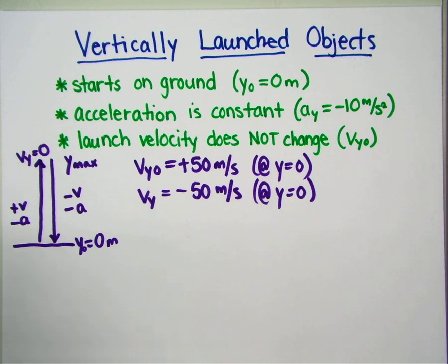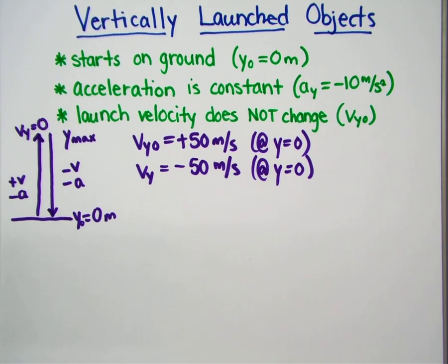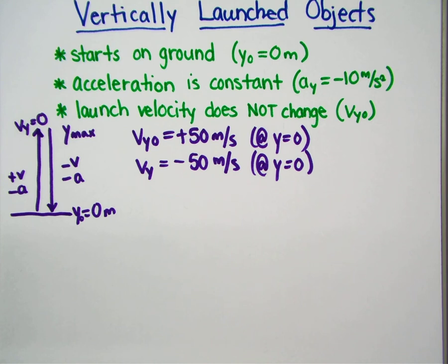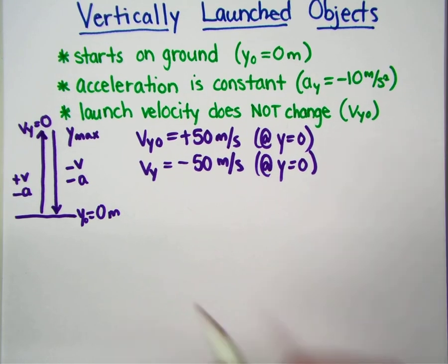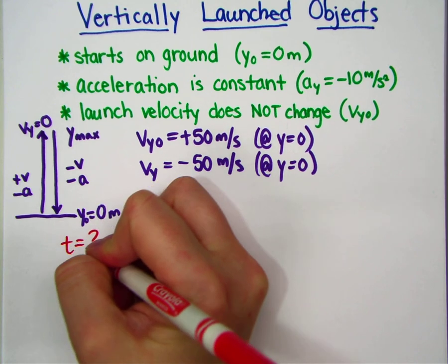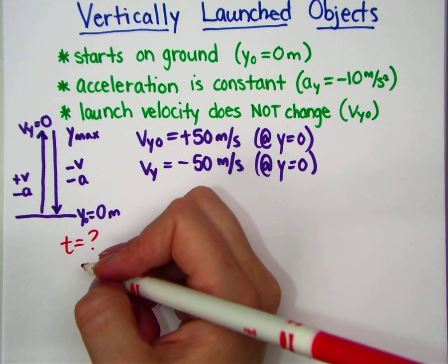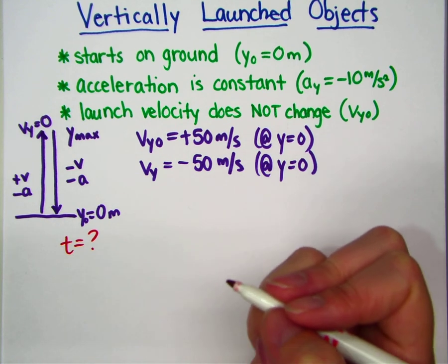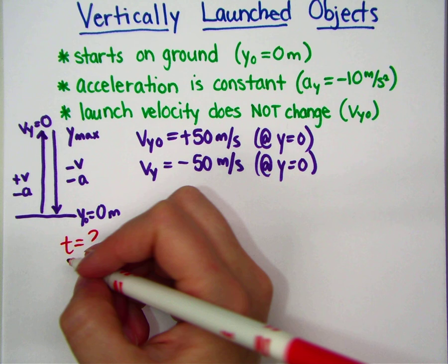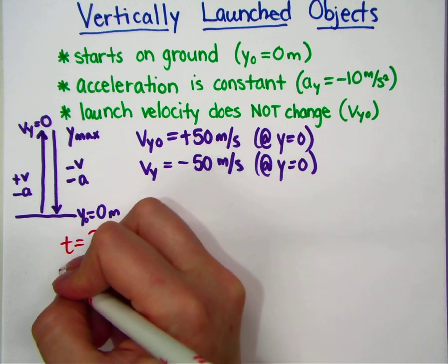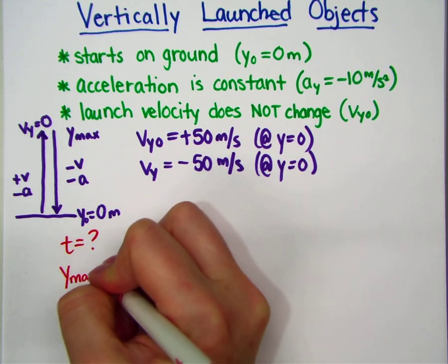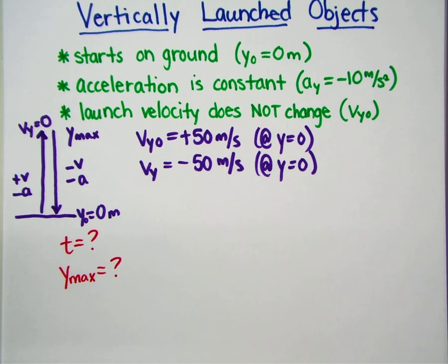So now let's take this problem and solve for some missing variables. Let's start with how long does it take for the object to reach the maximum height? Okay, so find the t for y max. What else? I would like you to find what is y max. Okay, so those are the two things that we're going to focus on right now. So let's start with part A.